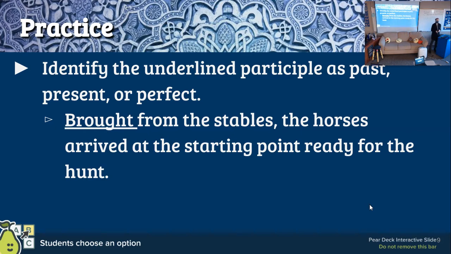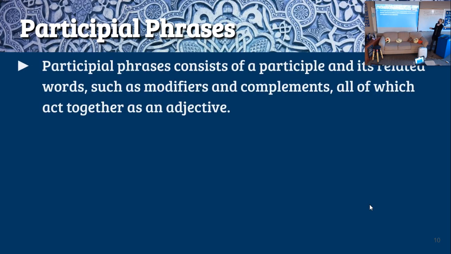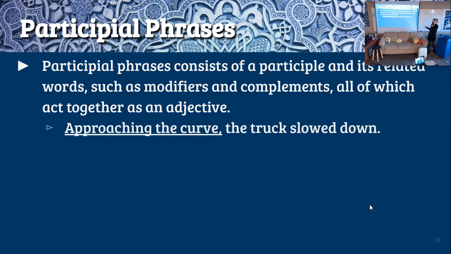Okay, so now we're going to talk about phrases. Because you can have participles that are actually used in a phrase. And in the examples that I was giving you, we actually saw some participle phrases. But I was just having you identify the participle, not the whole phrase. So participle phrases are going to have the participle, but they're also going to contain all of the related words. So any modifiers of the participle, any complements of the participle, and all together the phrase still functions as an adjective. So here's an example of what that would look like.